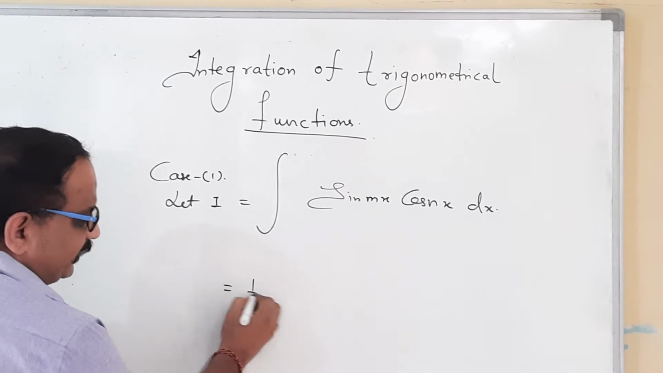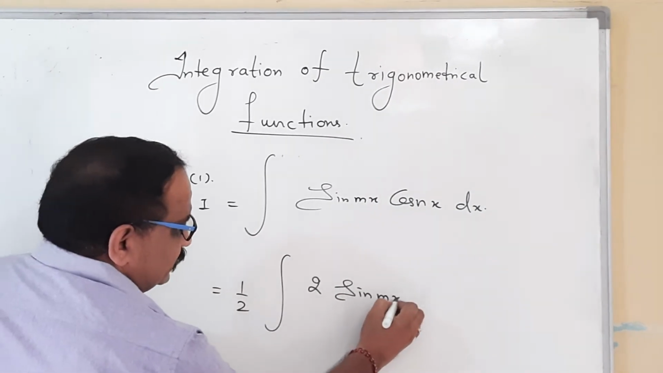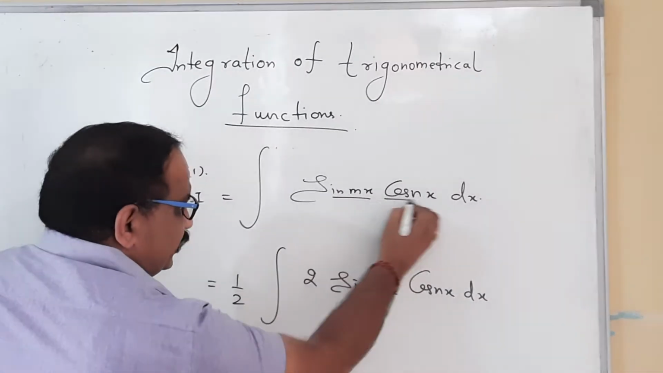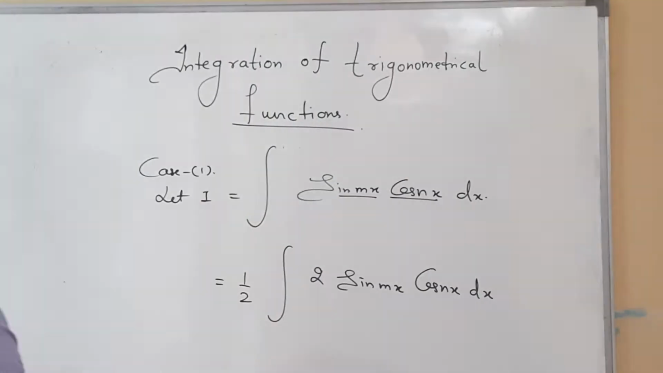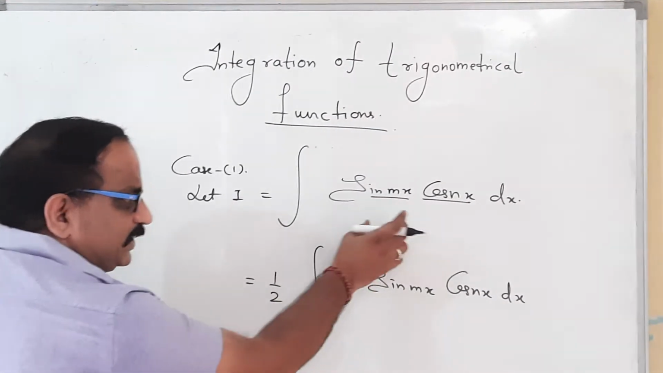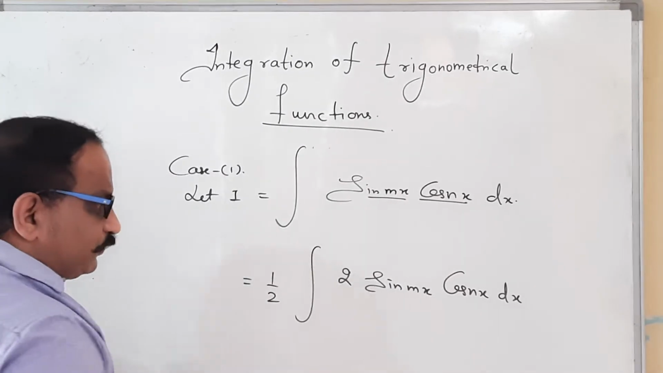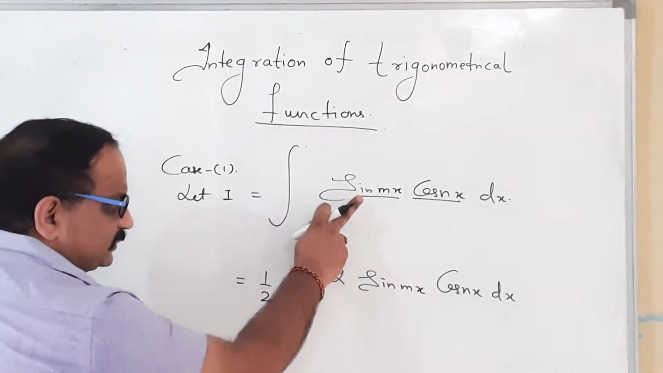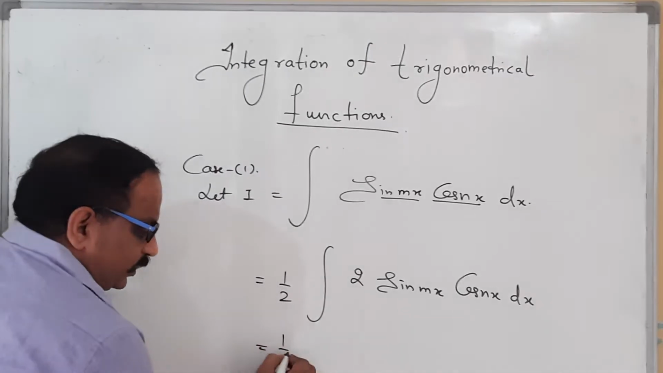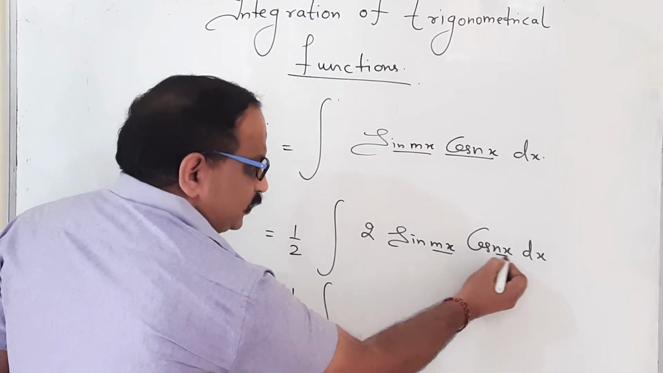First of all, I should divide by 2 and multiply by 2. The basic problem in this integration is that these two t ratios are jointly multiplied. If by any means they can be split, then it will be easy to integrate them individually. That is our purpose. So for that purpose, we are multiplying by 2 and dividing by 2. Now here is 1 by 2, guys, of 2 sin A cos B.